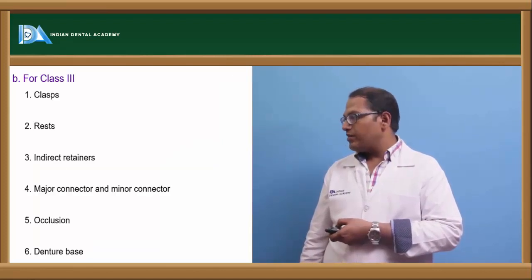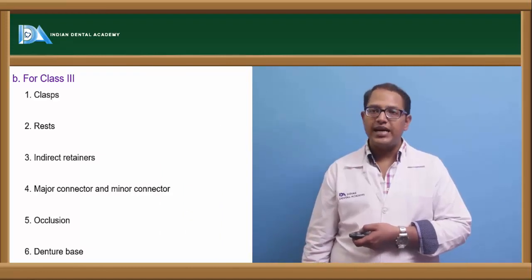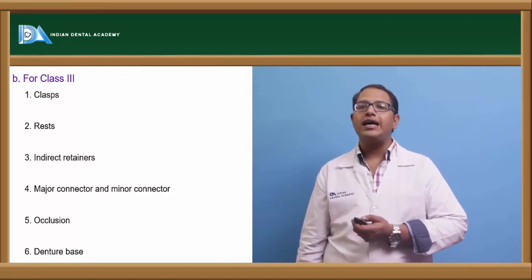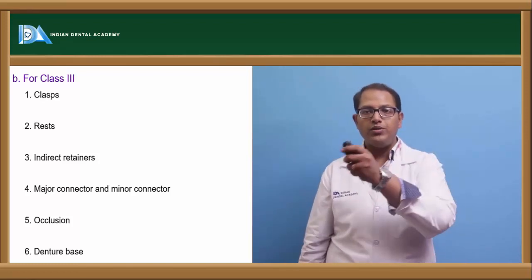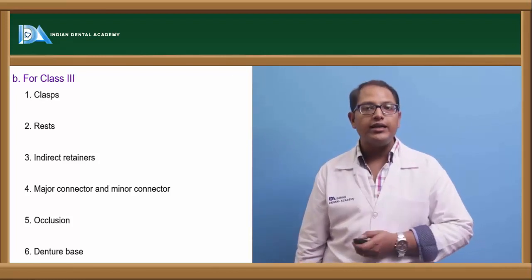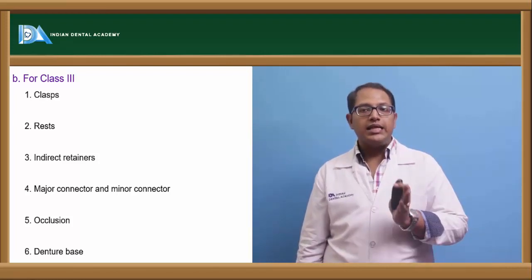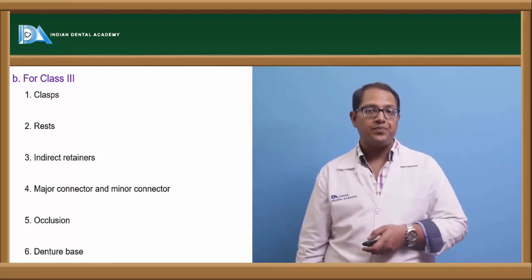And coming to class 3, the clasp. How should the clasp design be? A quadrilateral design should be there. Class 3, so 1, 2, 3, 4. This should be a quadrilateral design. The type of the clasp is not critical here. The selection depends on consideration of the tooth and the aesthetics.